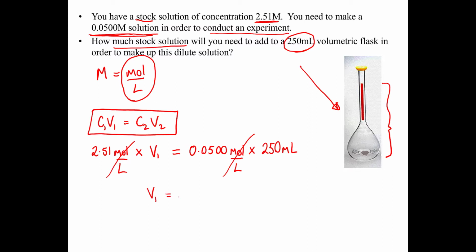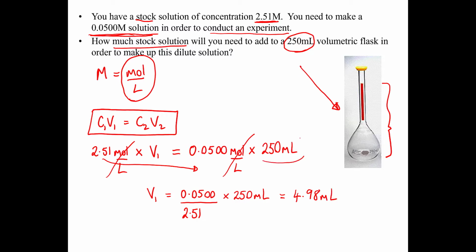V1 is equal to 0.0500. We're going to do some algebra, so we're going to divide this now by 2.51, because we brought this 2.51 over to the other side, and that's multiplied by 250 milliliters. So since we've canceled out the moles per liter, the answer is going to be in milliliters. And when we put this value into the calculator, what we end up getting is simply 4.98 milliliters. I've shown a little shortcut in here.